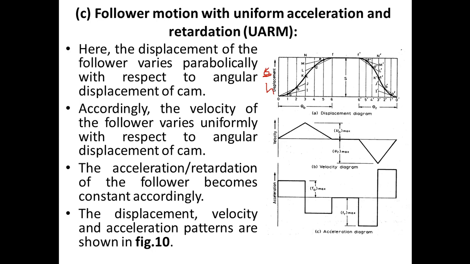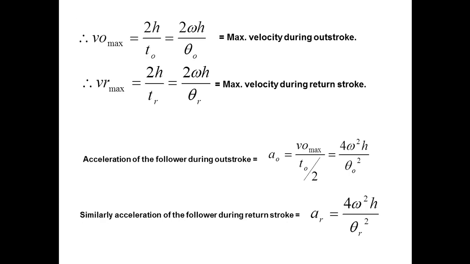note down these formulas. When uniform acceleration retardation motion is there, you have to use these formulas, that is maximum velocity during outstroke, that is during the rise, or during the ascent part. So by different names it can be given in the question: rise, ascent or outstroke. So different names are there.